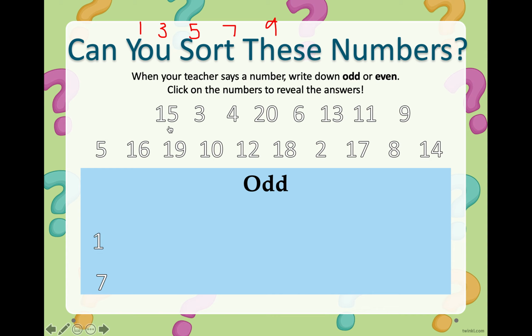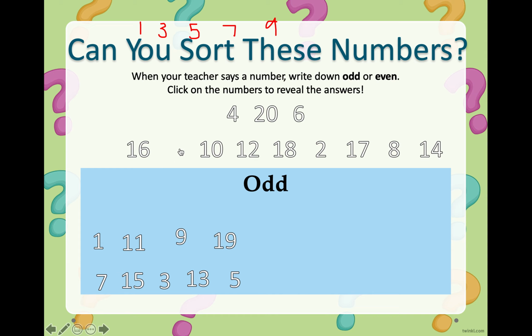15 ends with a 5 and 5 is over here, so we can say that 15 is an odd number. 3, because 3 is there. 4 is not there, so we cannot say 4 is an odd number. 20, no. 6, no. 13 ends with a 3, so we can click on 13 because it's an odd number. 11. 9. Yes. 5. Yes, because 5 is there. 16 is not there. 6 is not there. 19 ends with a 9 and we have 9 there. So we can put 19 is an odd number.